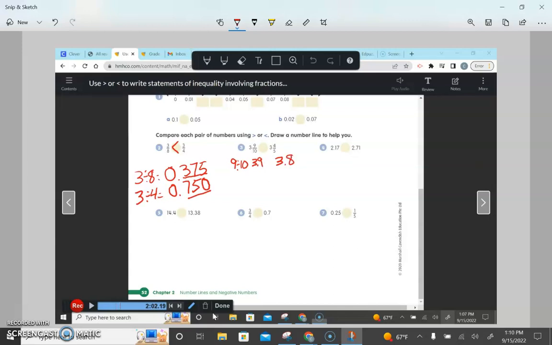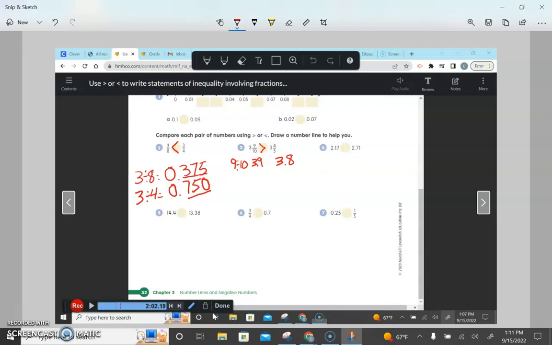Okay, so now we can see 3 and 9/10 compared to 3 and 8/10 is much easier than comparing 3 and 9/10 to 3 and 4/5. So I can see that my 3 and 9/10 is greater. So that alligator's mouth is open to the 3 and 9/10.